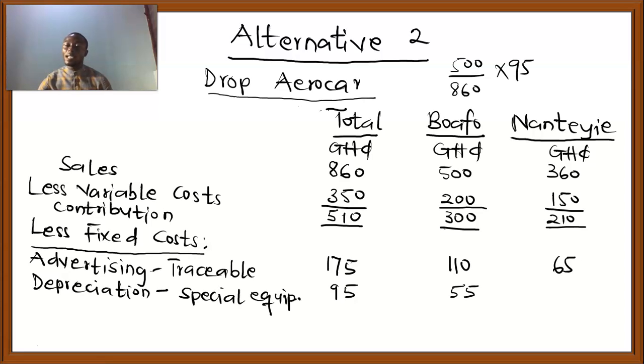And for Nantier, the total sales is 360. So we divide the sales for Nantier, 360, by the total sales of 860. Then you multiply by the total depreciation of 95, and that gives us an amount of 40.